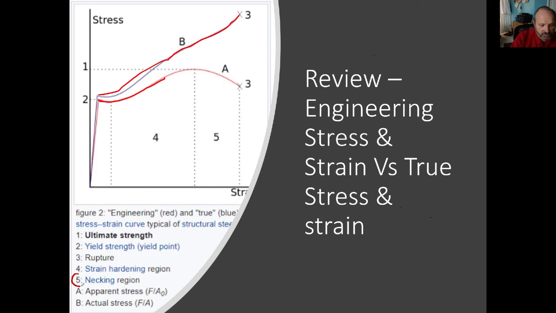This is a nice little graphic here. Region 5 is the necking region. Region 4 is strain hardening. Region 3 is where it ruptures or breaks. Region 2 is the yield strength, where it begins to yield. That's an important material property. And the ultimate tensile strength is region 1. So you can find that in the engineering stress strain curve. It's kind of hard to find on the true stress and true strain curve.